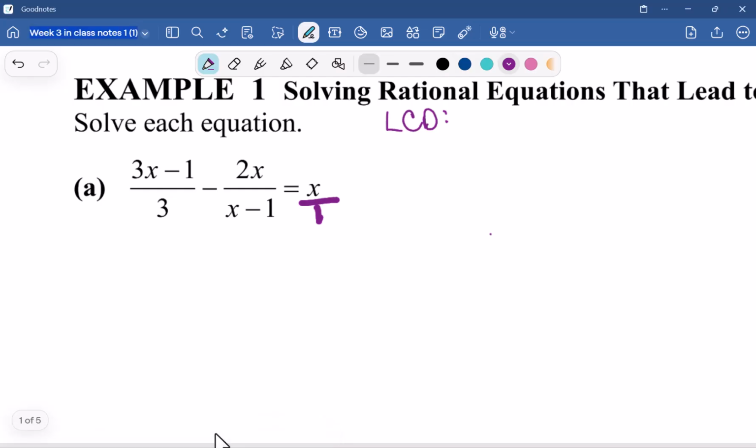Okay. So my least common denominator, what I do is I have to put everything on the bottom. So I have to put a 3 and I have to put an x minus 1. And then I'm going to multiply the 3 and the x minus 1 on all the tops. So I'm going to do times 3 times x minus 1 on each term.